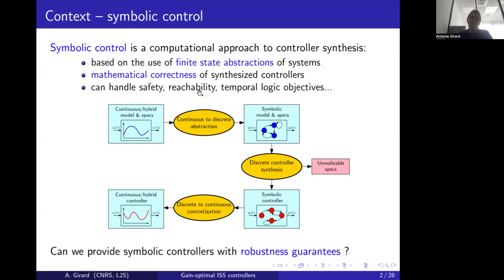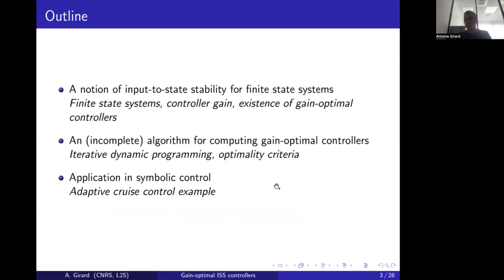In the following, I'm really going to focus on this part. I'm not going to talk about how we go from continuous to symbolic and how we go from symbolic to continuous, but I'm going to focus on this discrete controller synthesis part. But at the end of the talk, I will show some application to symbolic control.